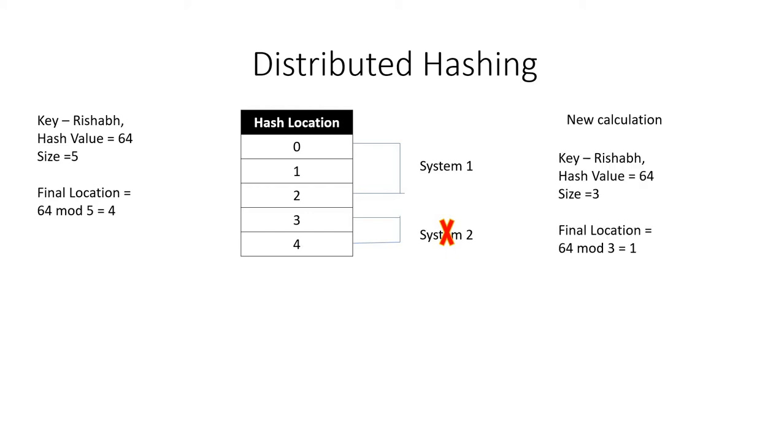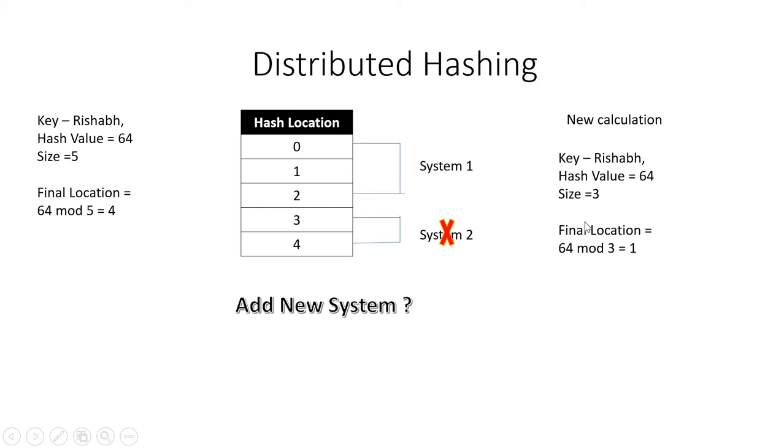If we do a new calculation now, our key is Rishabh but our size is reduced to 3. So when we try to find out the final location, we do 64 modulus 3 and we get the location as 1. So we try to find the value at the first location, but actually it was stored at the fourth location. So this does not give us the correct answer. The same thing happens if we add a new system because the size value will change. The size might change from 5 to 7. So again, when we try to calculate the value, it will give us the wrong location.